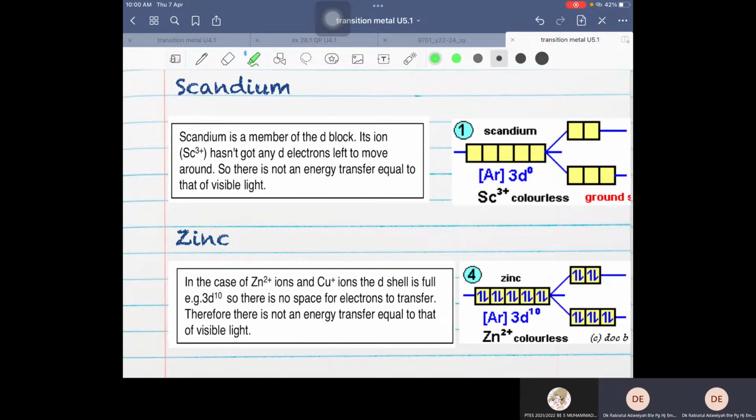You have this in your notes at the bottom of page 17. I think it would be helpful if you draw out the electronic configuration to show why electron promotion cannot happen. There's no electron in the 3d orbitals of scandium 3+, whereas in the 3d orbitals of zinc 2+, the orbitals are fully occupied. Electrons cannot be promoted. So 3d0 is empty, 3d10 is full.